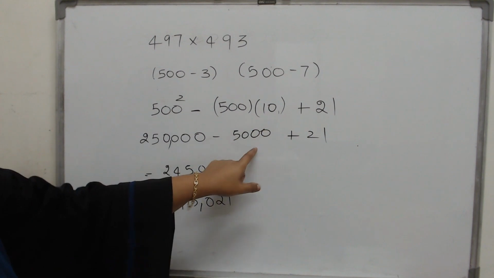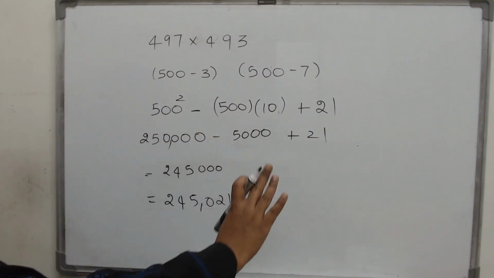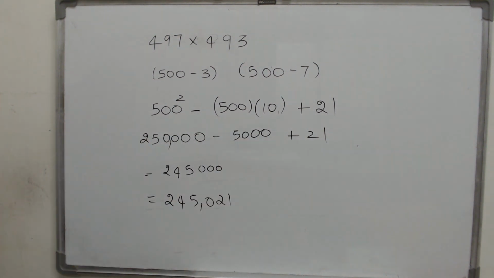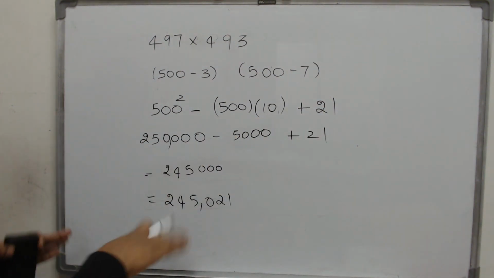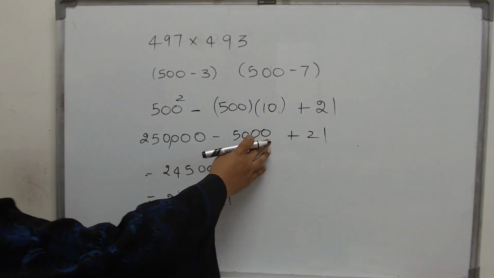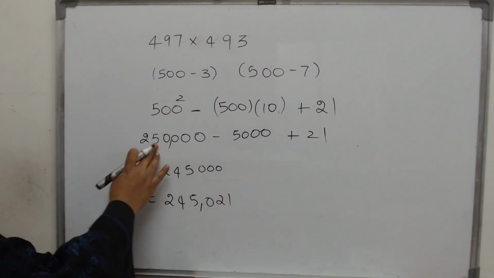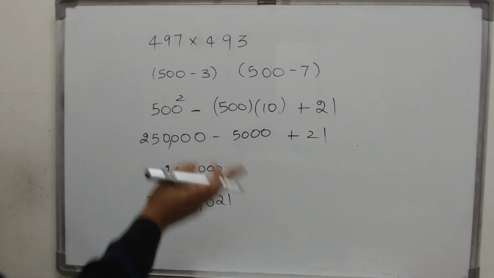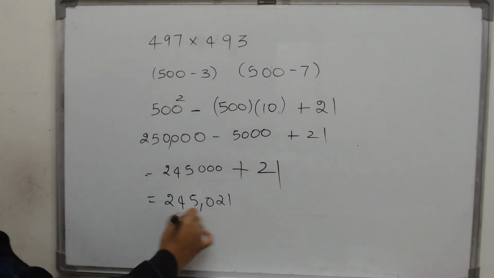5 followed by 3 zeros. What is your last term, which usually comes as the constant term? Here every term is constant. Usually what do you get as the last term? The product of these two, which is 21. Here don't complicate your calculations. See 3 zeros here, 3 zeros here. That means 3 zeros here. 250 minus 5 should give you 245. Plus a 21 will give you this answer.